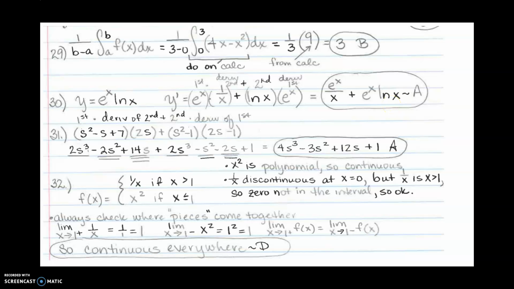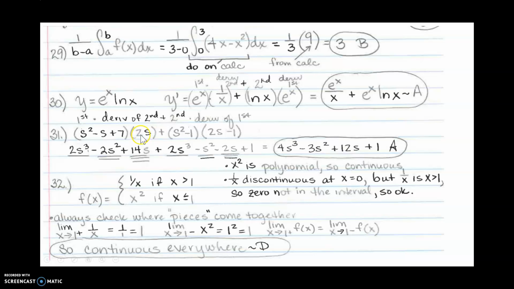All right, then for 31, same idea. We have a product, and so we want to use our product rule. So we're going to do first times derivative of second. So second was s squared minus 1, so the derivative of that would be 2s plus 0, or 2s, plus second times derivative of first, and the first was s squared minus s plus 7, so that'd be 2s minus 1 plus 0. So again, first times derivative of second plus second times derivative of first.